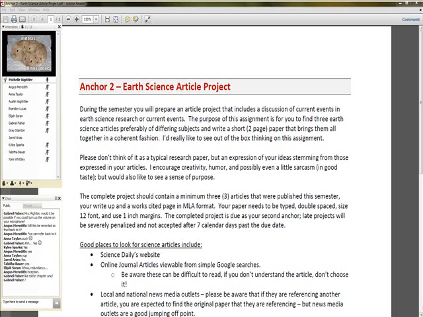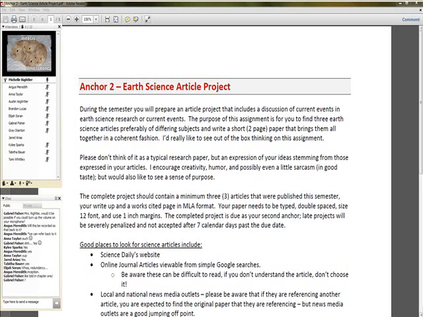I mean, these subjects are so huge, it really lends themselves to this kind of collaborative project. And the whole point is that I want you to take recent articles. Yes, Gabe, you're right. I want you to take recent articles, and by recent, I mean since June 1st. That's why you're going to look at online journals and also like Science Daily or the local media. So since June 1st is the rule, because I want you to be looking at current material that is going on.